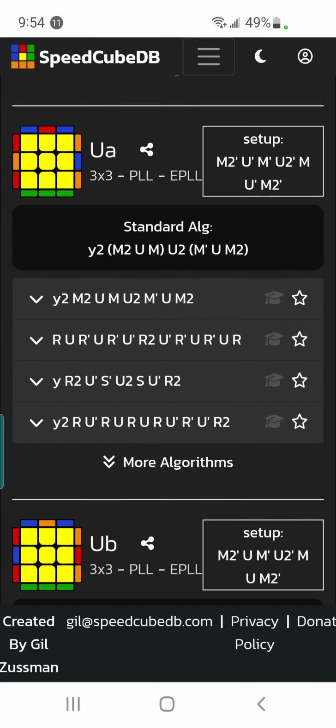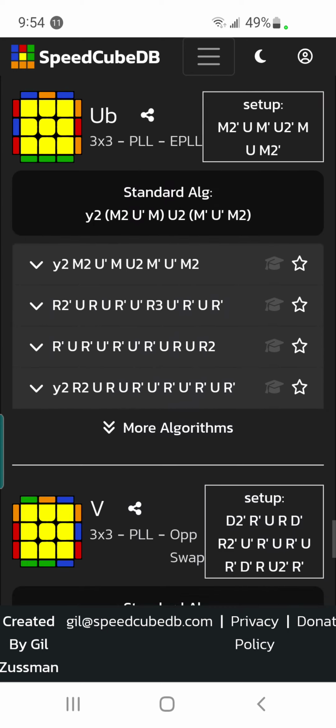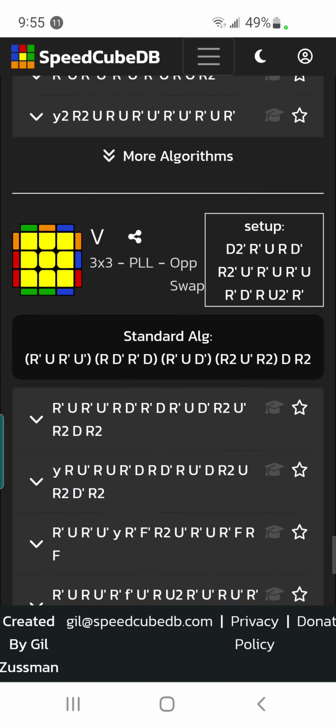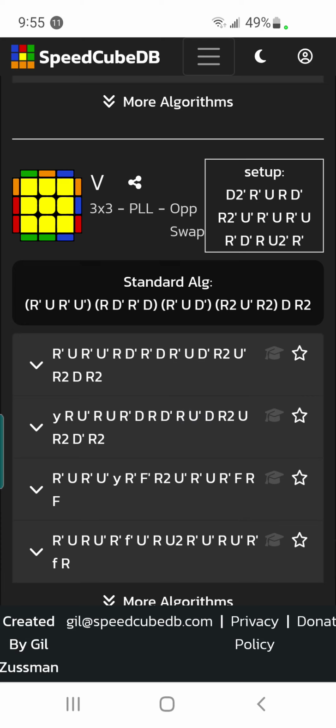One of the fastest other ones are the A perm: M2, U, M, U2, M prime, U, M2. So yeah, you could also do that. So the UB perm, another one of the nicest, is M2, U prime, M, U2, M prime, U prime, M2. So yeah, that was cool.